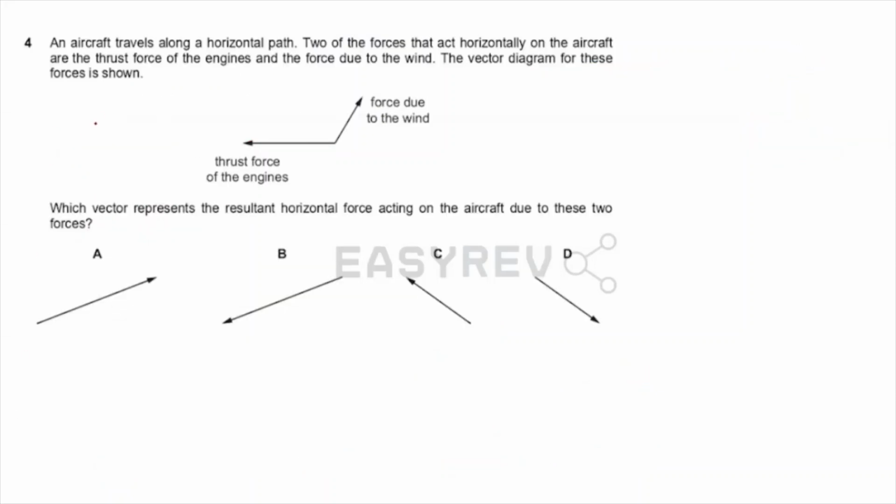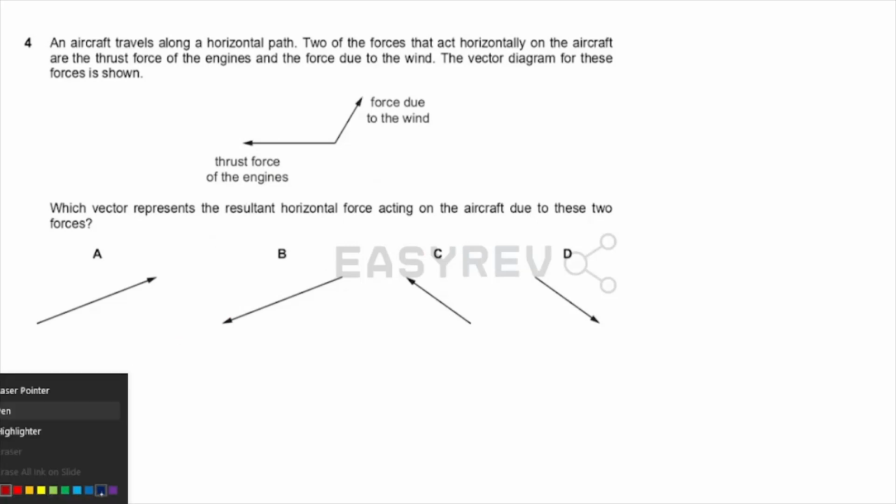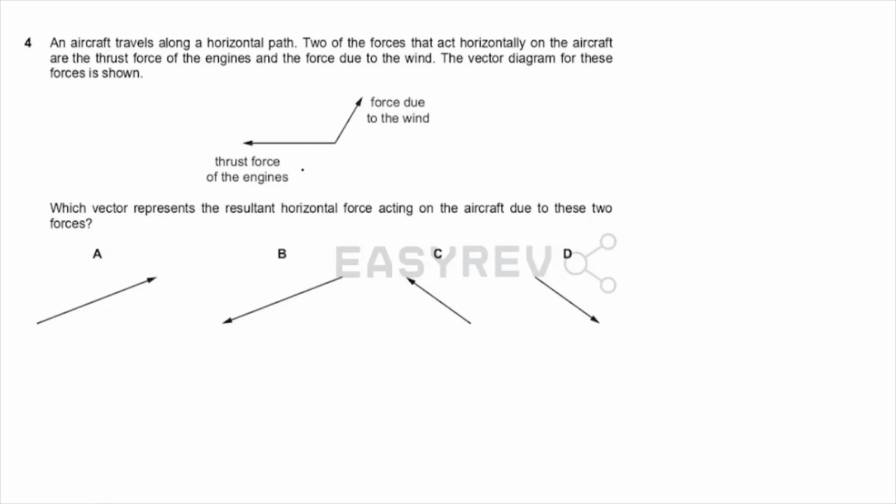An aircraft travels along a horizontal path. Two of the forces that act horizontally on the aircraft are the thrust force of the engines and the force due to the wind. The vector diagram for these forces is shown. Which vector represents the resultant horizontal force acting on the aircraft due to these two forces? Now, here it's a matter of recognizing that since you have two forces, the thrust force, I'll call this T, and the force due to the wind, I'll call this F. Both these forces are arranged at an angle with respect to each other. So if I wish to combine them in some way, I'll have to do that using the head-to-tail rule.